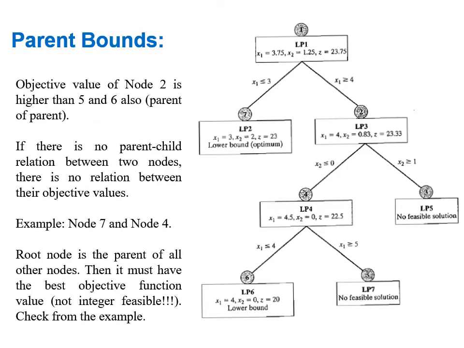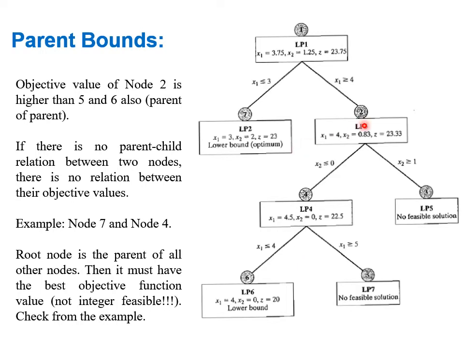And since node 2 is the parent of node 5 and 6, its objective value is higher than the objective value of node 5 and 6. In fact, 5 is infeasible, but node 6 has an objective value of 20 and this is 23.33. So for a maximization problem, this value is larger. If this was a branch and bound tree for a minimization problem, then we should have the opposite. So this value would be less than this value and it would be less than this value.